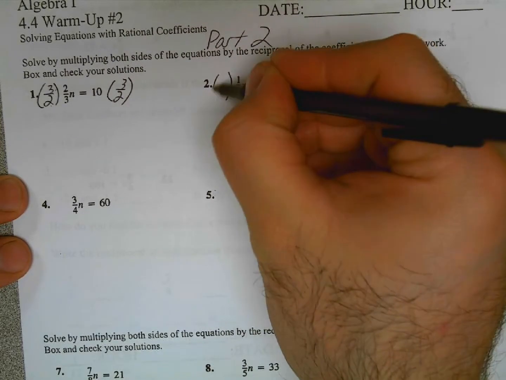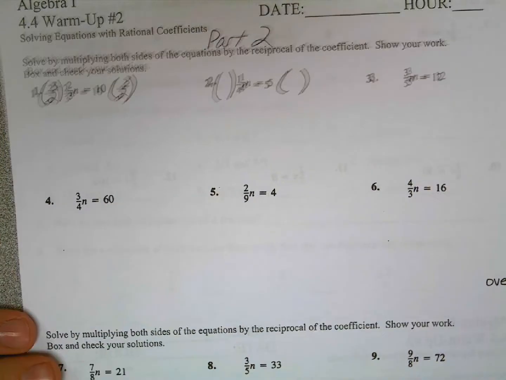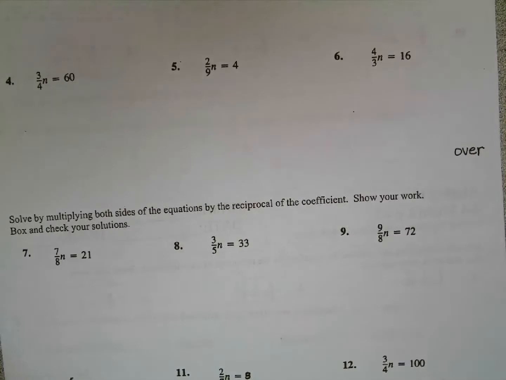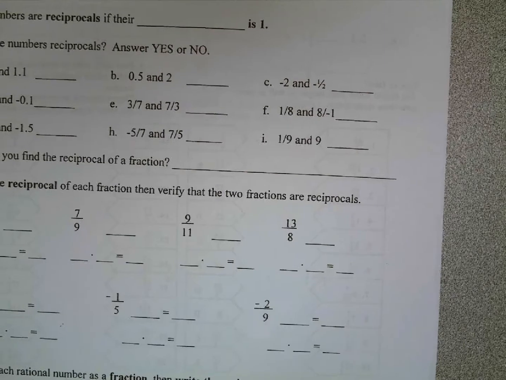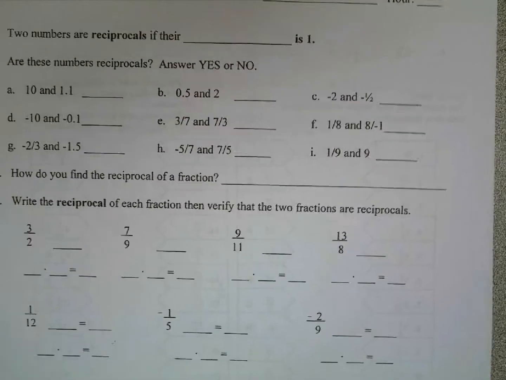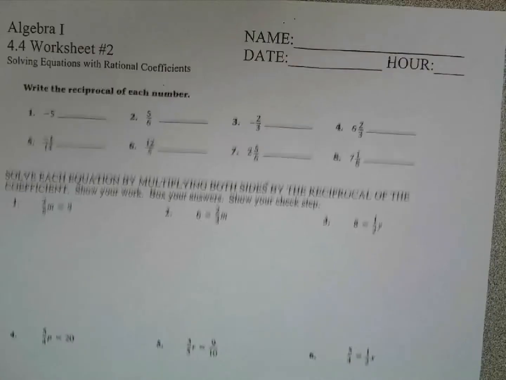Right here, multiply by the reciprocal. Whatever you do to one side, do to the other. Okay? If you need help, ask for help. So you're going to be working through that. And then you got some more practice that's kind of similar to your notes. Use your notes. Watch the videos again if you need some help. So you should be able to do the rest of this.